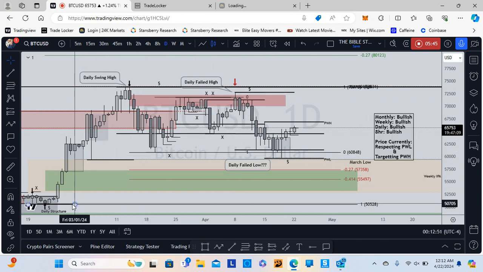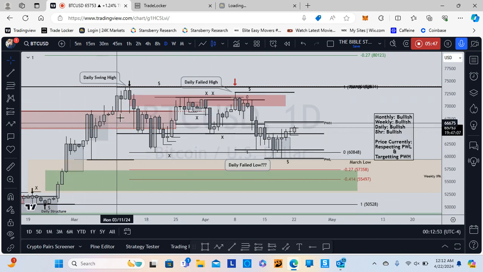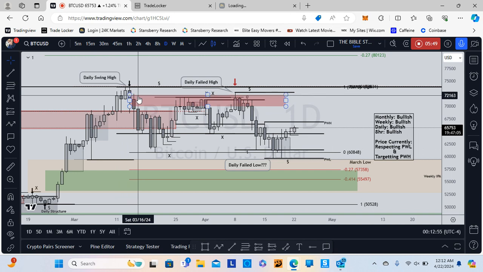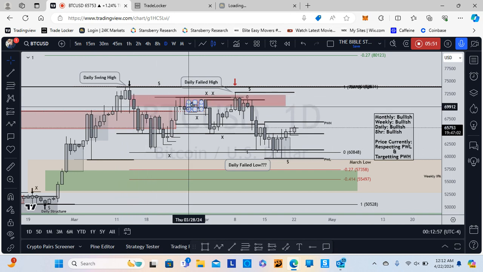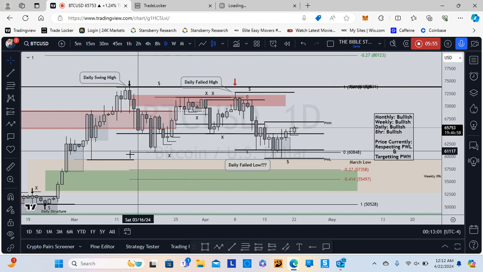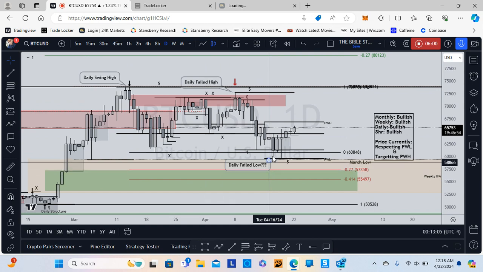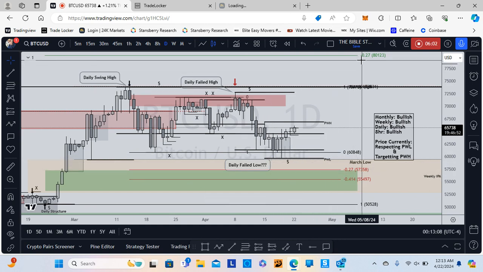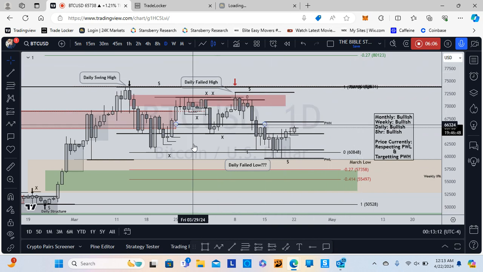We know price is inside of a bullish expansion. So the retracement would be what? Bears, right? If we get a bullish expansion, retracement would be bears, until we get that bullish continuation to the upside. So reading the retracement, we want to see bearish price action.